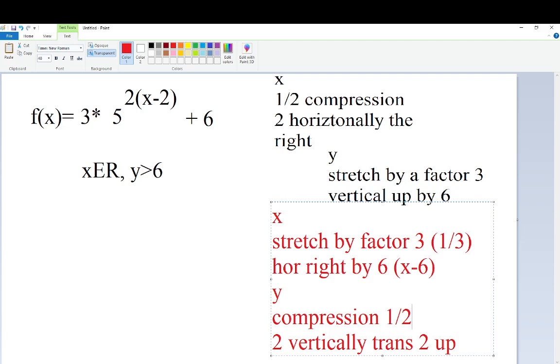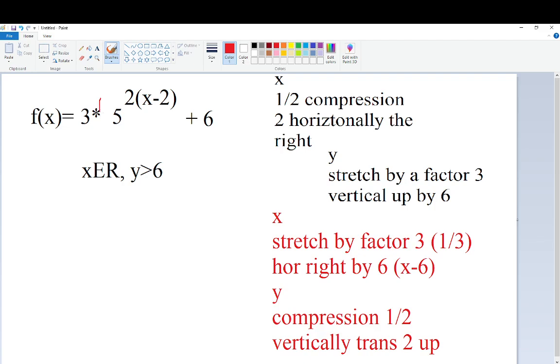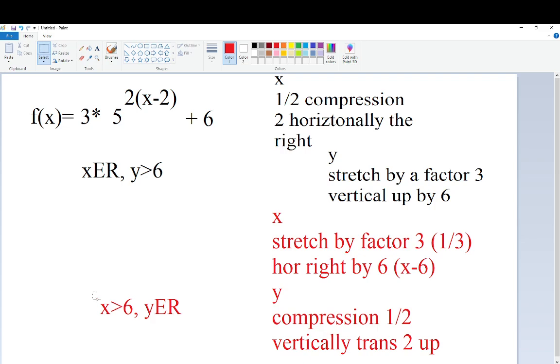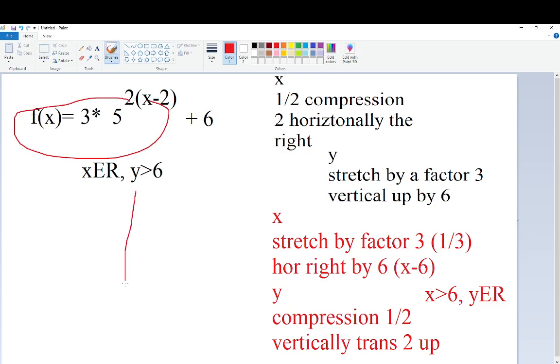2 up. Now look, I know I'm going to be, what base is up here? 5. Oh, and here's the domain and range. So the domain and range of my inverse is going to be x is bigger than 6 and y is all reals. So y goes on forever. Suddenly, I have enough information just from correctly reading the translations of this one to do the formula for this one. Notice it's a base 5.